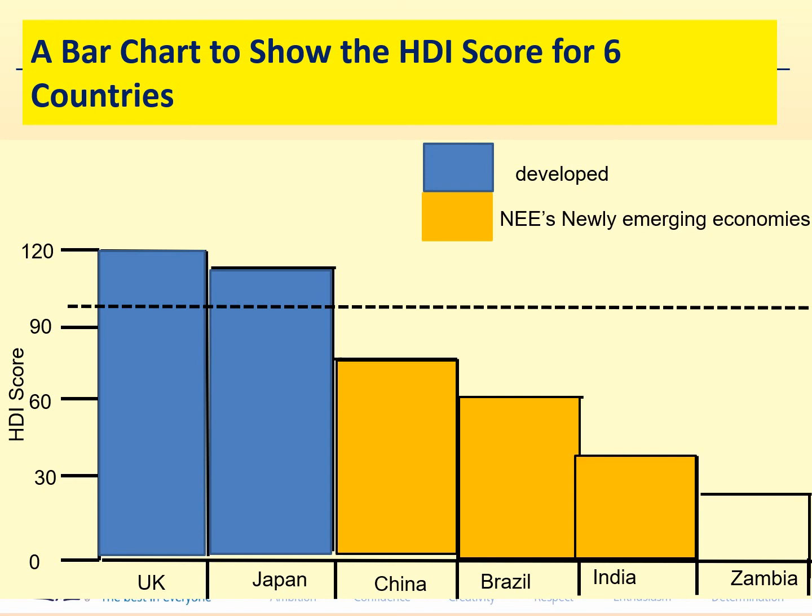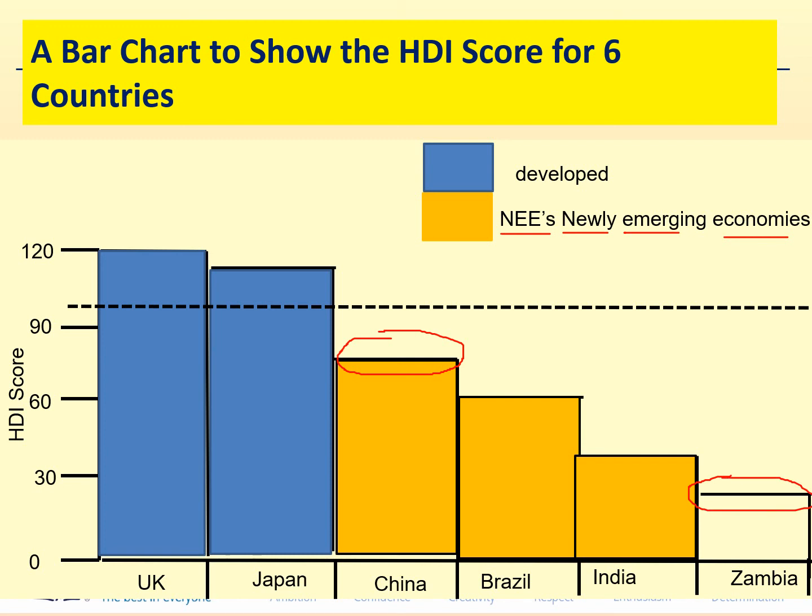I'm now going to introduce a third group of development countries. These are called NEEs, or Newly Emerging Economies. As you can see, there is a big difference between China, with their HDI measurement of 79, and Zambia, with a HDI measurement of 26.